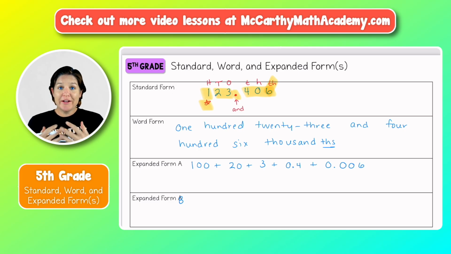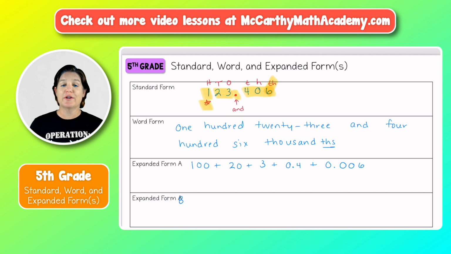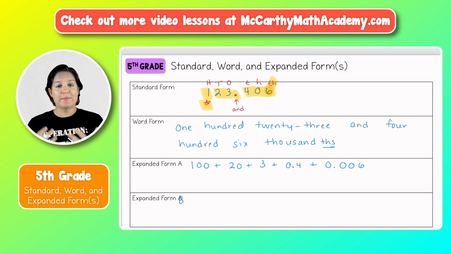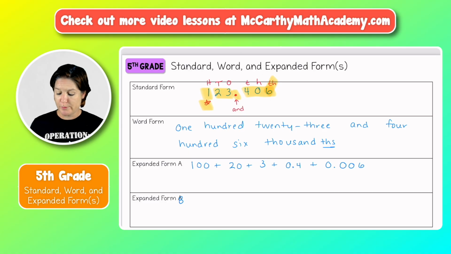Now my primary audience is Florida teachers, Florida students, especially in grades 3, 4, and 5. And there's another way that we are required to make sure that our students know how to write in expanded form. So this is the alternate way to do that. So make sure you're paying attention to what your students specifically need to know. See if this next way, expanded form B, as I call it, is a way that you also need to make sure that you know and that your students know.